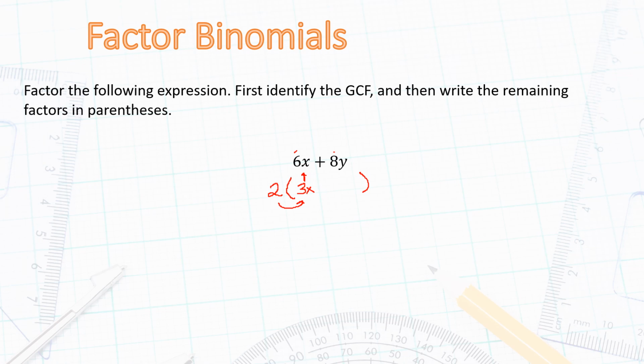And then you're going to have 2 times what is 8y. That's going to be 4y. So my answer is 2 times (3x plus 4y). When you're done, you should notice that inside the parenthesis, there is nothing else common. There's no common factor between the numbers or the letters. That's how you know that the number you've pulled out is actually the GCF.